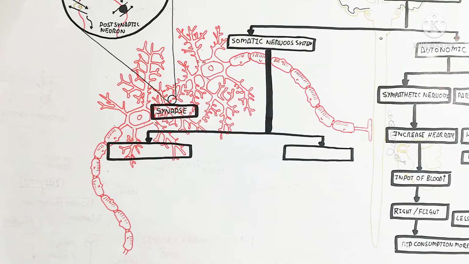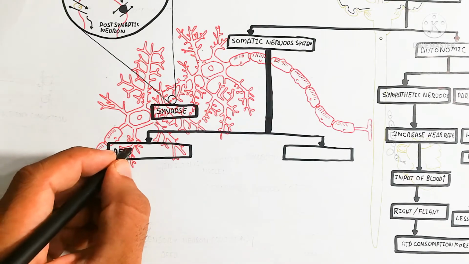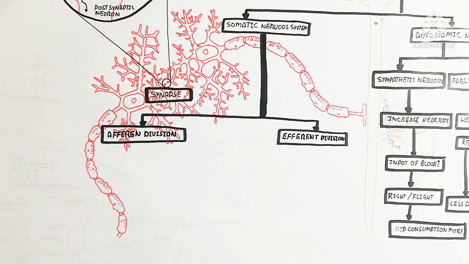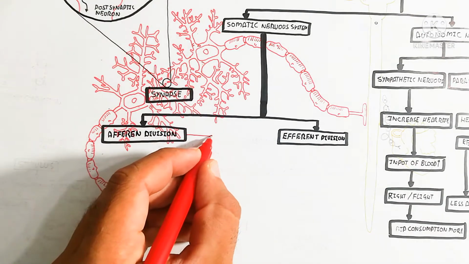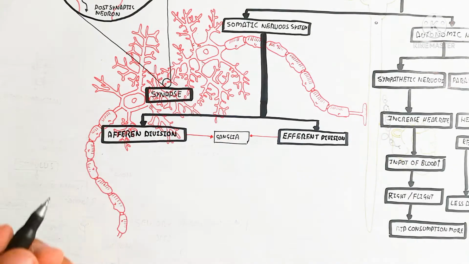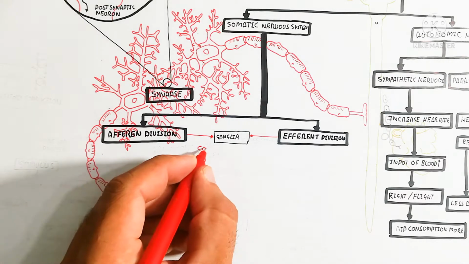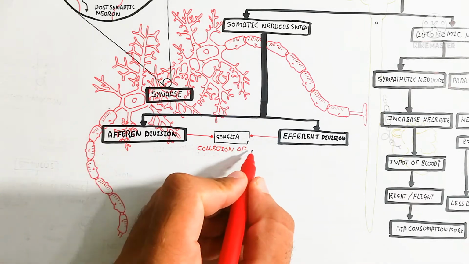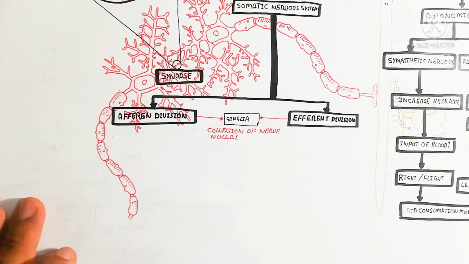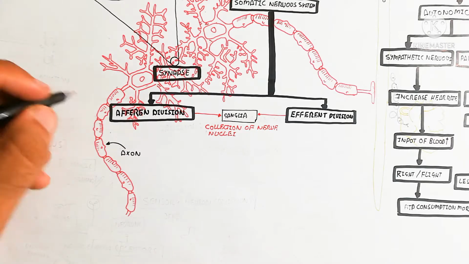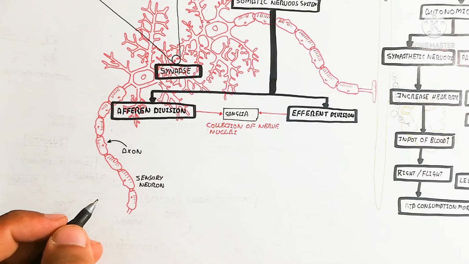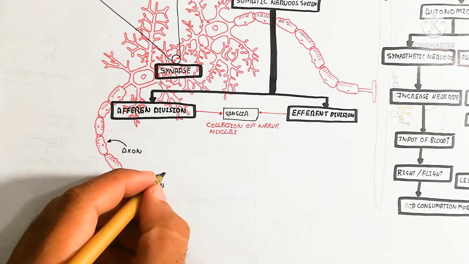So the somatic nervous system is basically divided into the afferent division and the efferent division. The afferent division is basically the sensory nerves, which carry the information from the skin or some organs toward the central nervous system, while the efferent division carries the signal away from the nervous system to the muscle for contraction and gives a response. So this is the output.